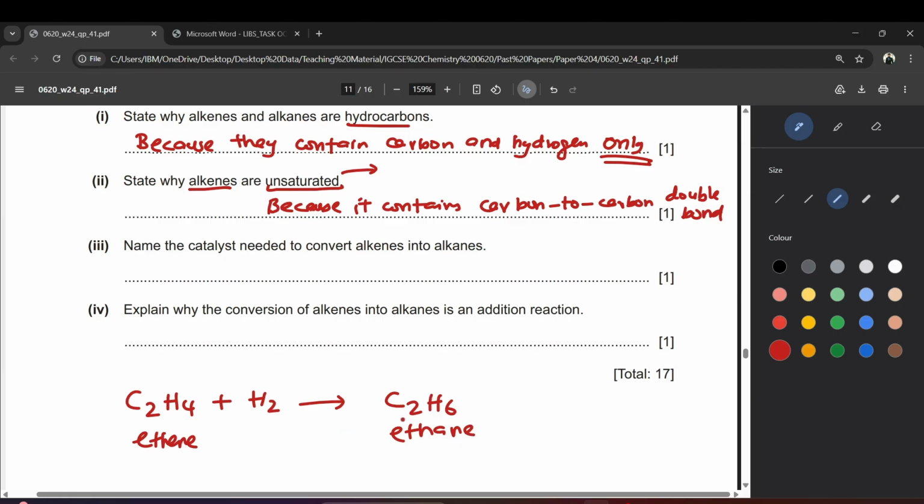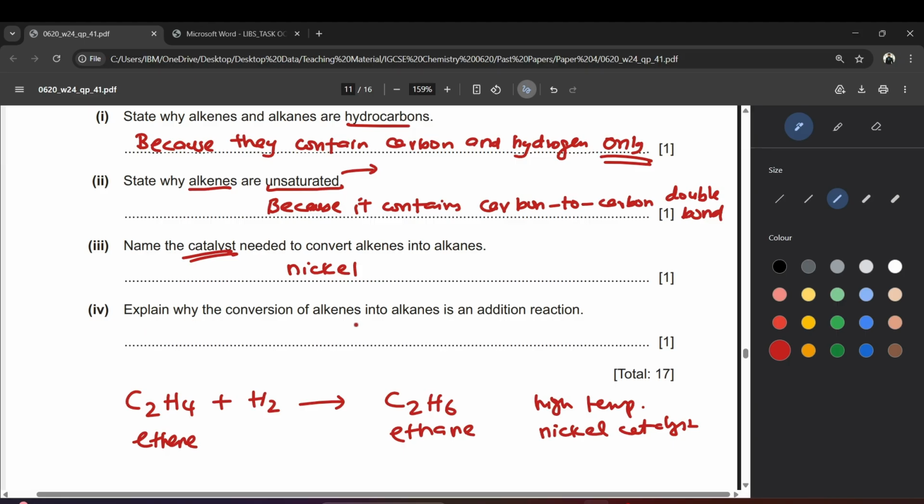So this is the reaction that's going on. For this reaction, there are two conditions. One of them is high temperature. You don't need to memorize the temperature range, just high temperature will suffice. The second one is the nickel catalyst. That is what you need to know, and that is what the question has asked you to mention. So this will be nickel catalyst.